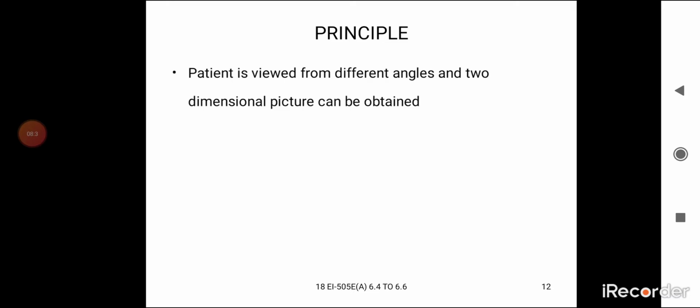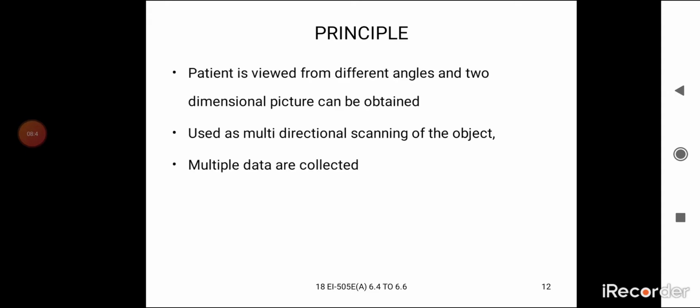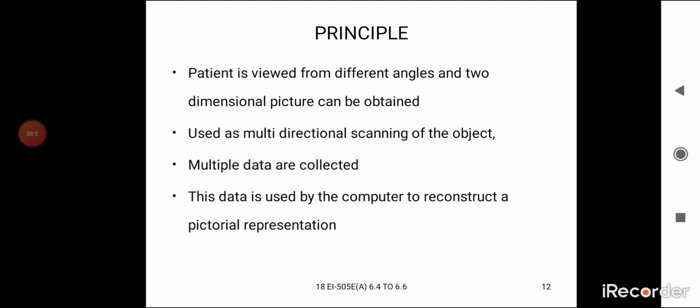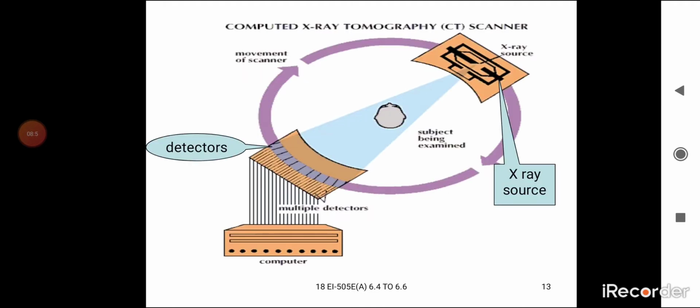Principle: the patient is viewed from different angles and a two-dimensional picture can be obtained. Used as a multi-directional scanning of the object. Multiple data are collected. This data is used by the computer to reconstruct a pictorial representation. The picture you can see in the slide is computer X-ray tomography, or simply the CT scanner.